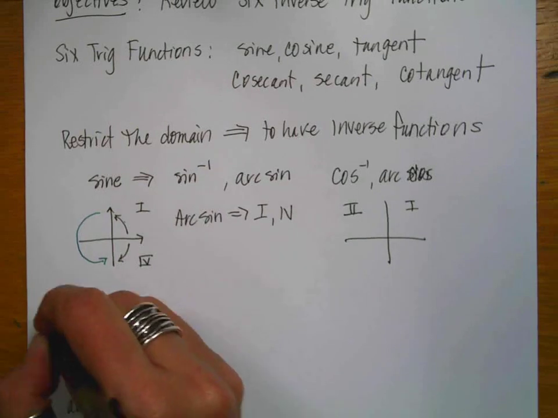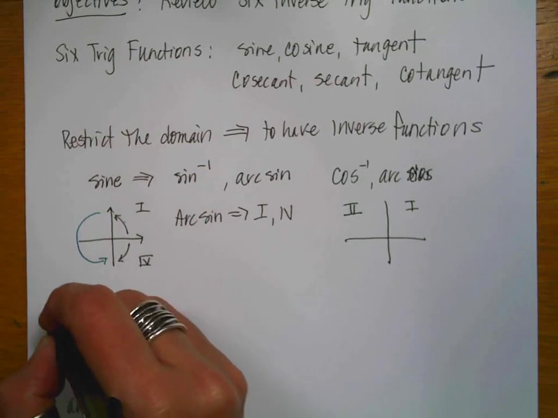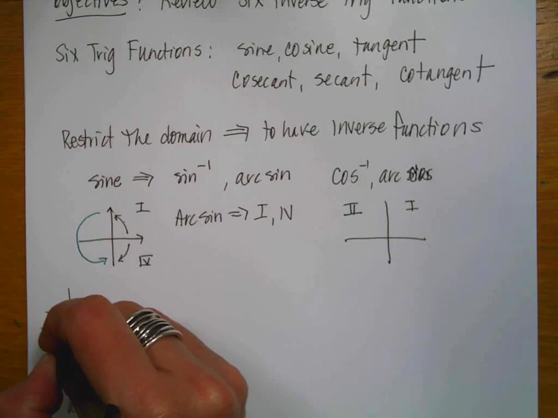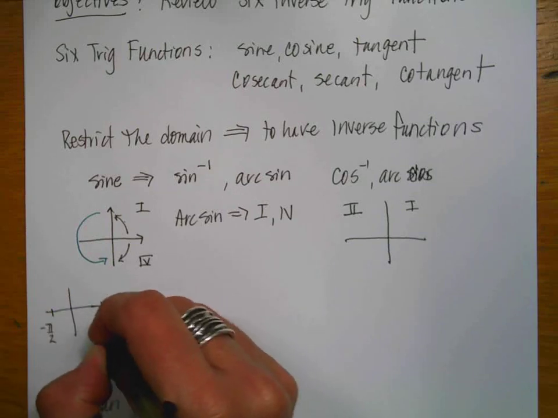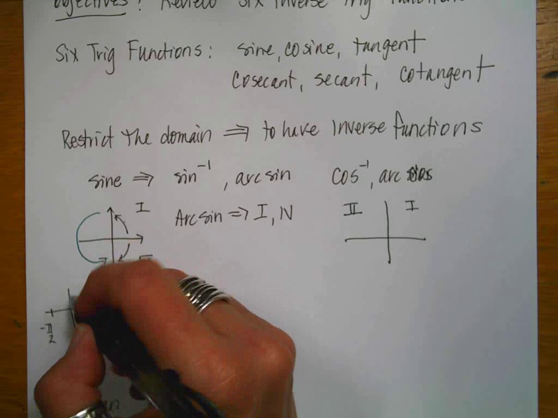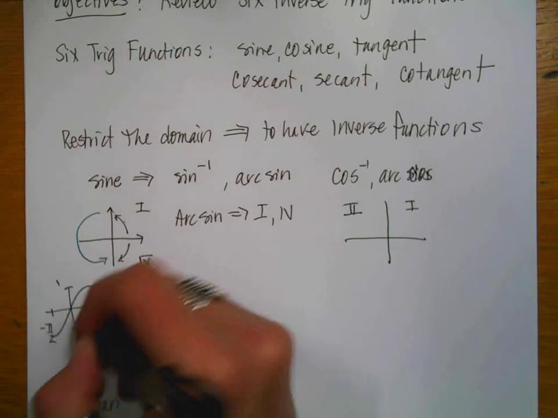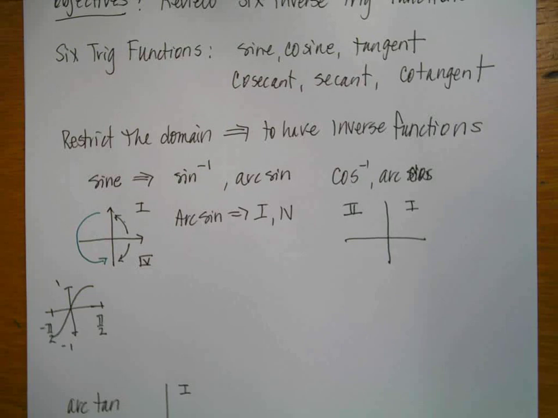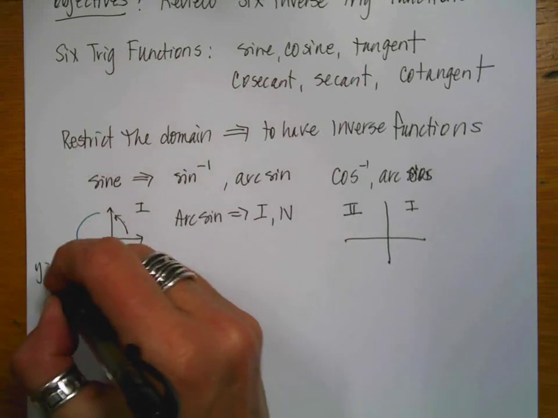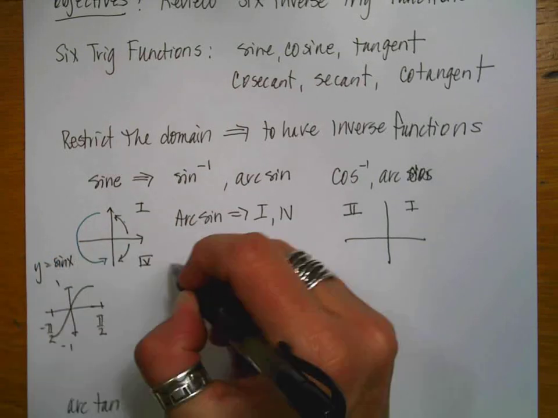So if I restrict the domain for sine to a negative pi over 2 to a positive pi over 2, then my sine graph is going to look like this, and then it tops out at 1 and it has a bottom at a negative 1. So this is y is equal to the sine of x.